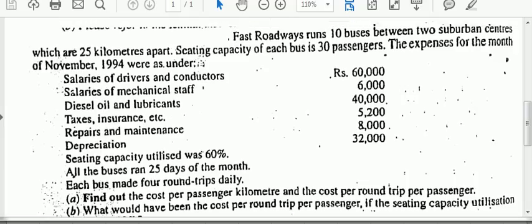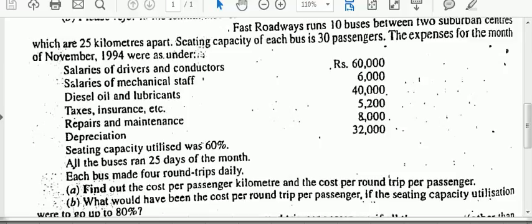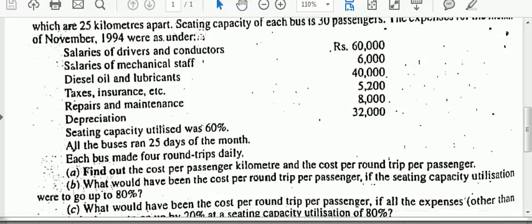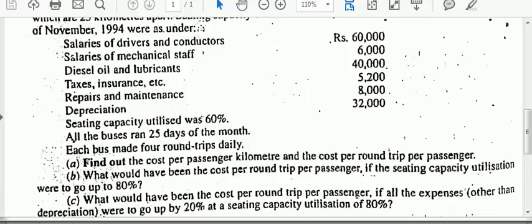The question is: Fast Roadways runs 10 buses between two suburban centers which are 25 kilometers apart. Seating capacity of each bus is 30 passengers. Now there are 30 passengers if a bus is fully occupied. The expenses for the month of November 1994 were as follows, and you are provided with certain expenses: salaries of drivers, salaries of mechanical staff, diesel oil and lubricants, taxes, repairs, depreciation. These are the total amount of expenses.